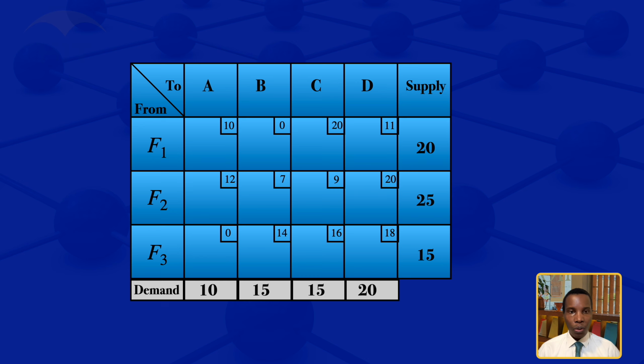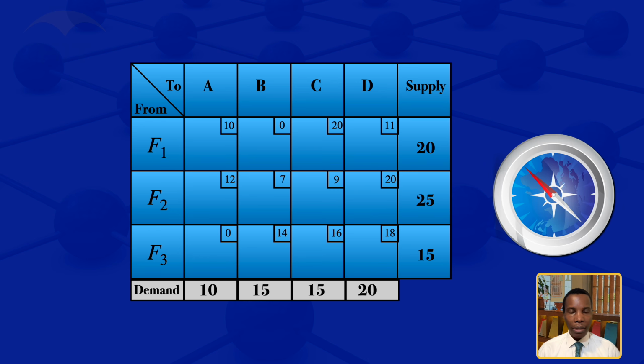To find that initial basic feasible solution using the northwest corner method, we start by looking at the northwest corner cell. When we are looking at the compass there, the northwest corner cell is the top left-hand corner cell. So we look at these unoccupied cells, cells that do not have an allocation, and then go on to look at the top left corner. The top left corner, which we are now calling the northwest corner, is this one here.